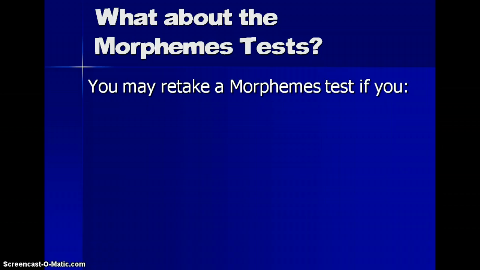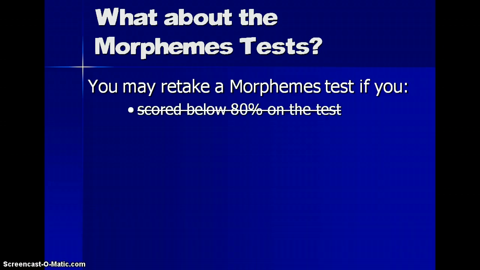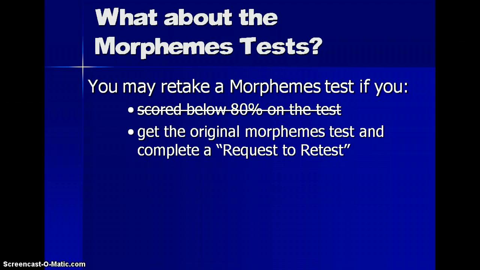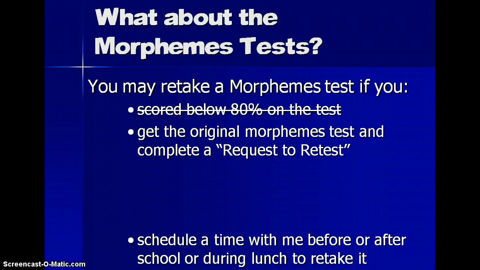If you don't study and you do poorly, you may retake a morphemes test. There are a few rules about that, though. I used to have the rule it had to be below an 80. I've removed that rule. So you can write score below 80 on the test, but then you can cross it out because I removed that rule last year. Get the original Morphemes test and complete a request to retest. I can get you copies of those. Let me know how long you studied before and what you're going to do differently. Otherwise, the next test won't go any differently.